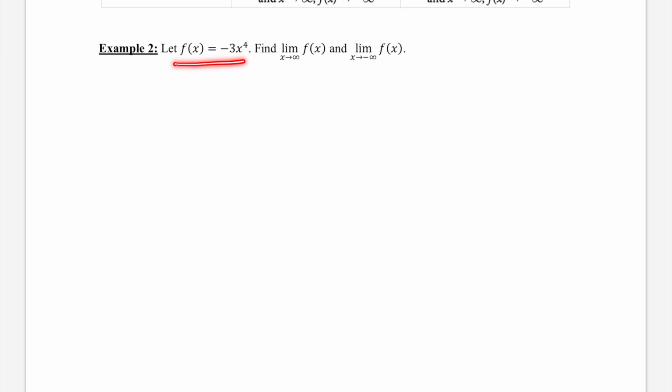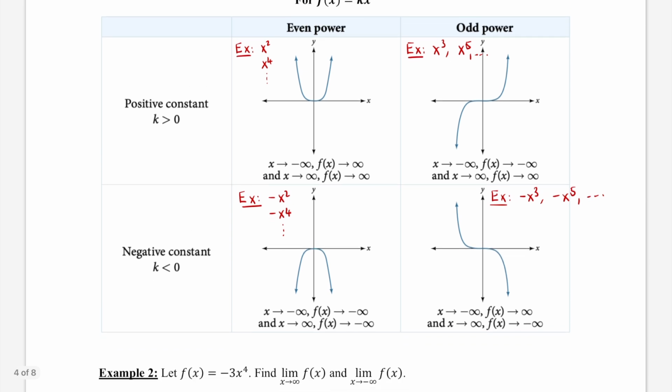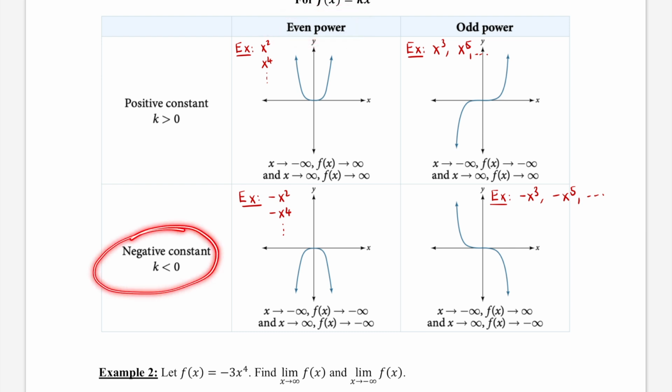f of x is a polynomial with an even degree and negative coefficient. So let's go back to these 4 cases. We want to look at the end behavior of even degree and negative coefficient. As x approaches infinity, f of x approaches negative infinity. As x approaches negative infinity, f of x approaches negative infinity.